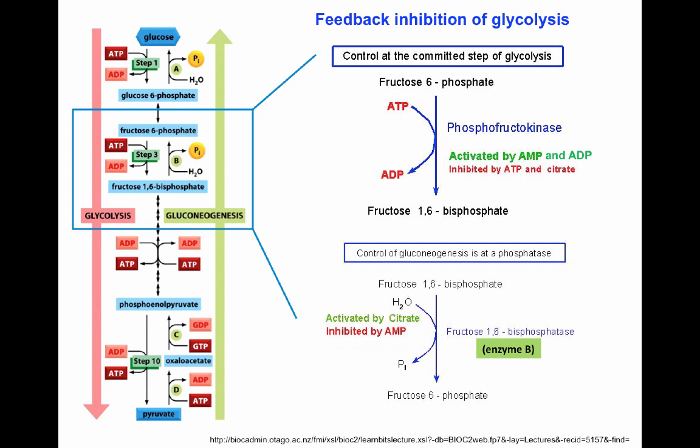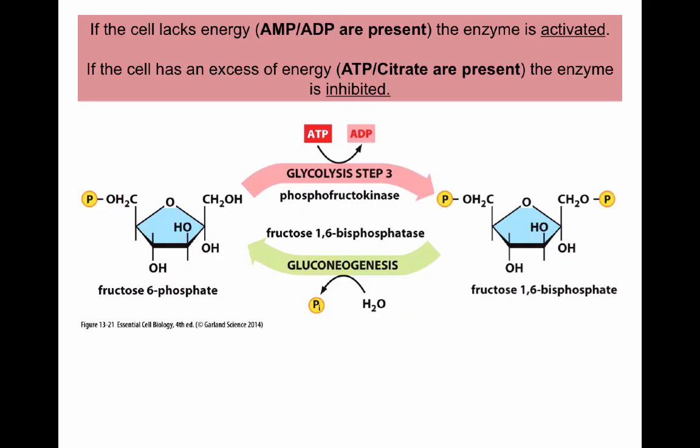Now, that enzyme is also under control, but it is controlled differently than phosphofructokinase. The enzyme is activated by the presence of citrate and inhibited by the presence of AMP. So we can look at these reactions, and here I matched the reactions by color.